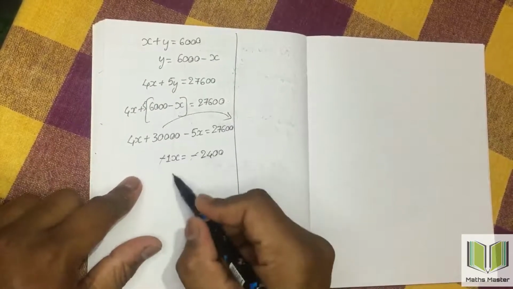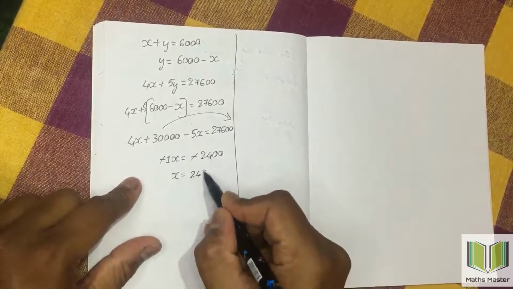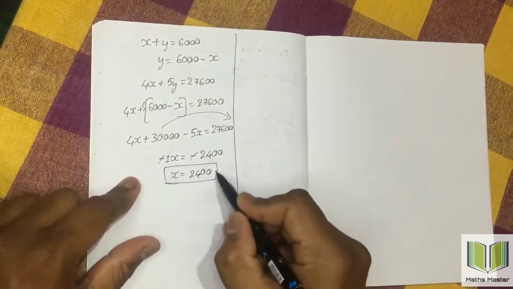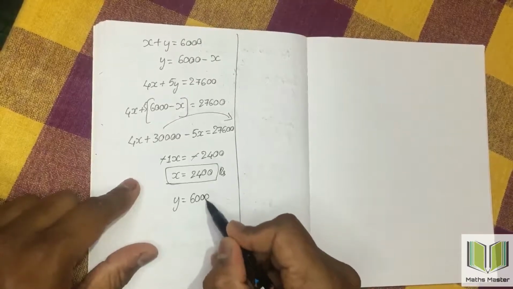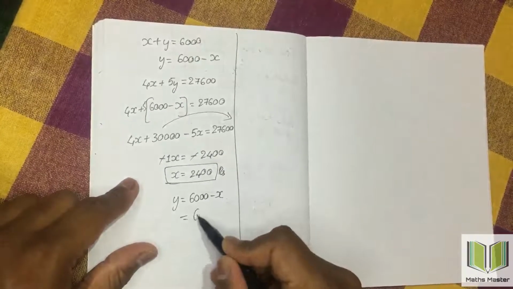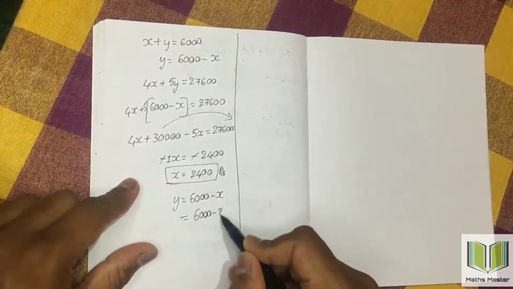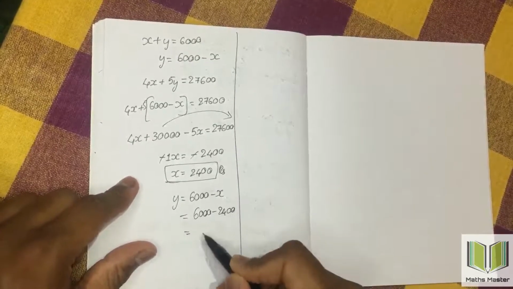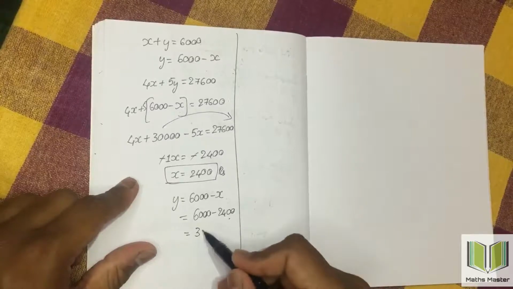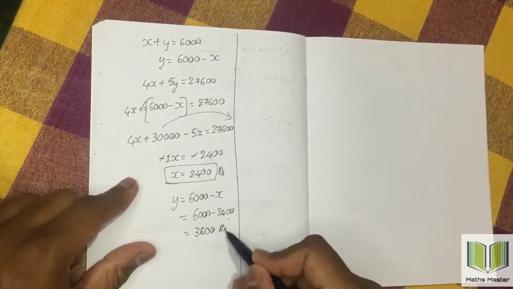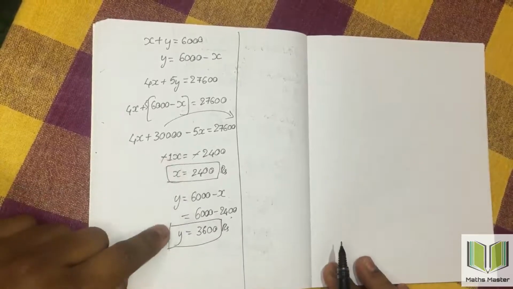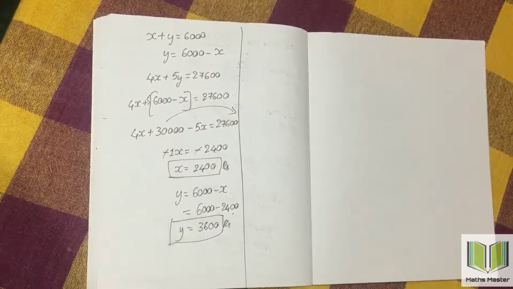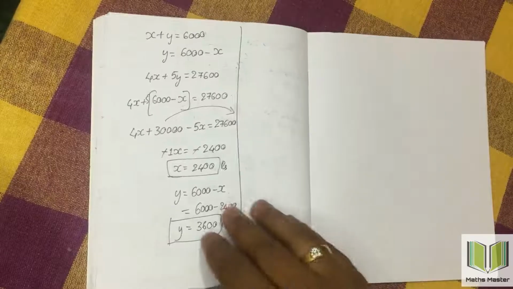So minus and minus get cancelled. X will be equal to 2,400. If my x value is 2,400 rupees, my y value will be equal to 6000 minus x, which is 6000 minus 2400, which is 3600 rupees. So Y is equal to 3600, and X is equal to 2400.